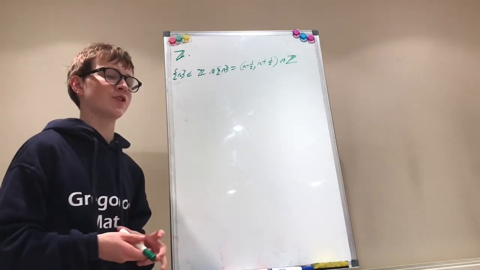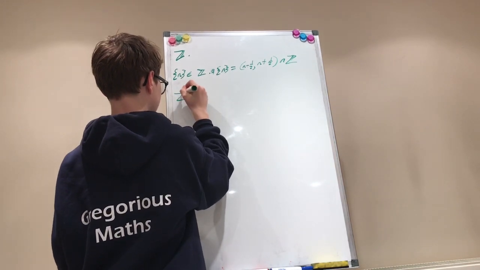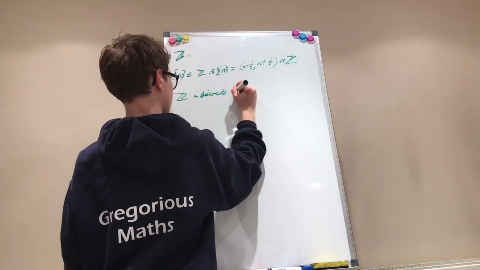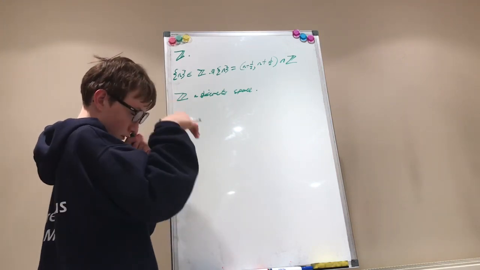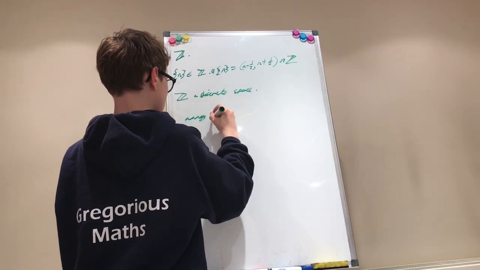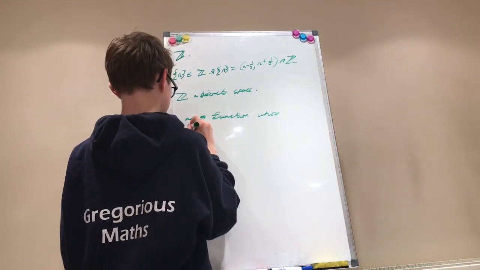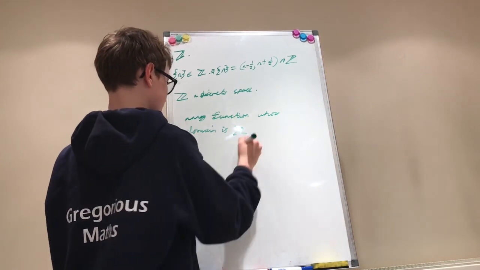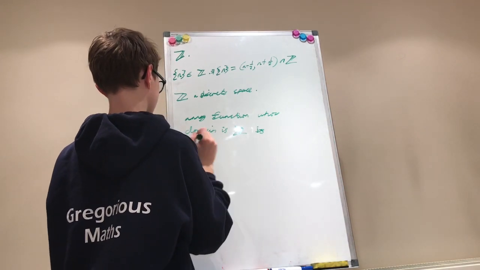But doesn't this remind us of the discrete topology? Yes, it does. We call Z a discrete space. That means, from a proposition that I proved in the last video, any function whose domain is the integers is continuous.